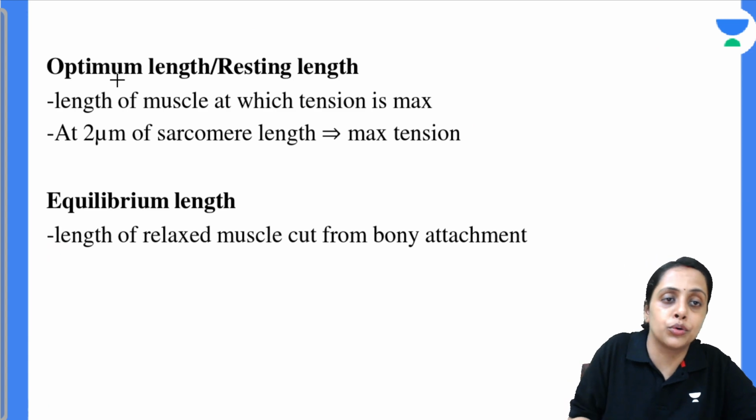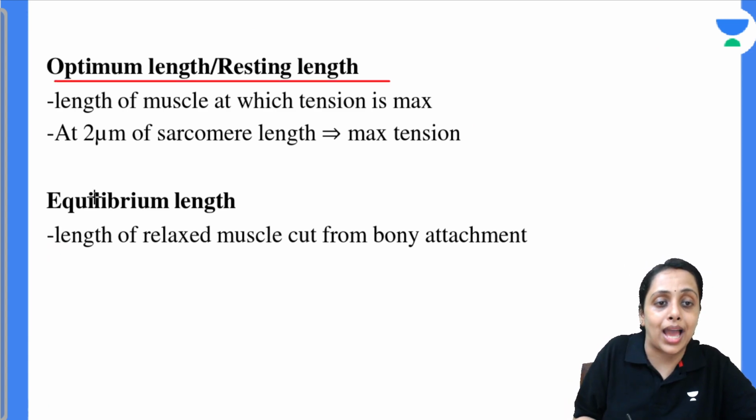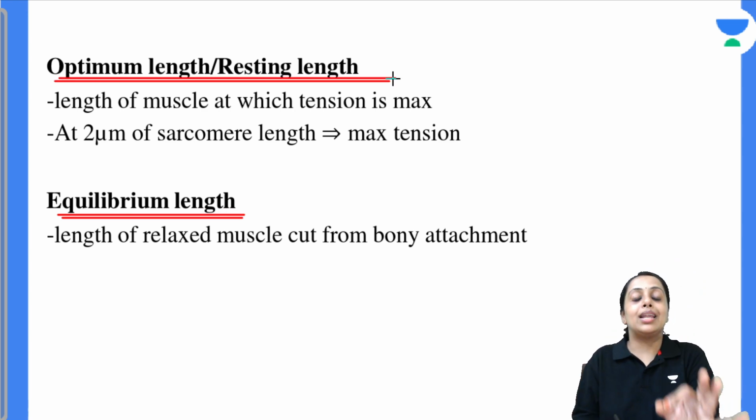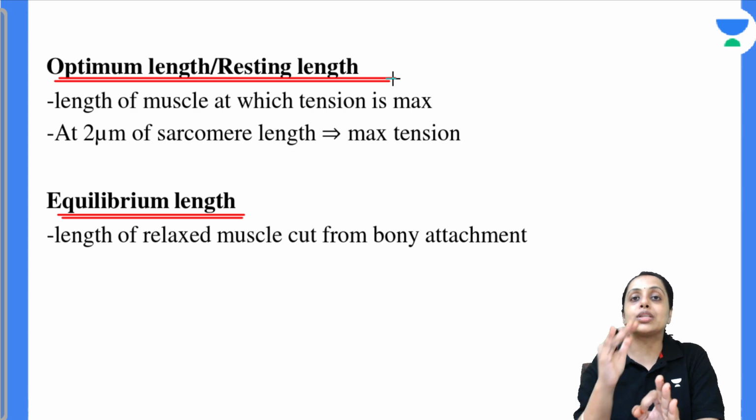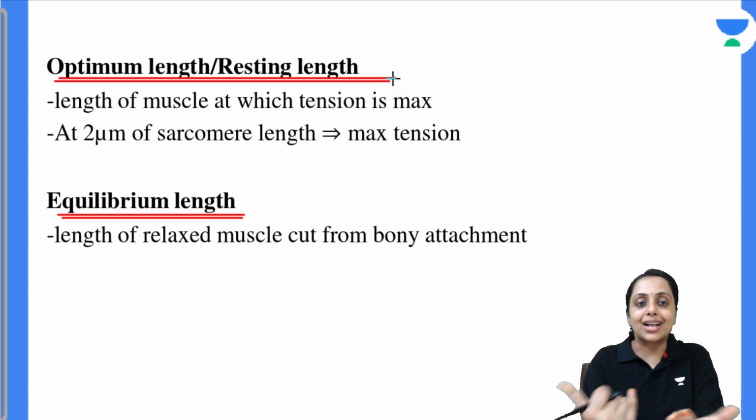So now coming to our two terminology, optimal length and equilibrium length. What do you mean by this optimal length or equilibrium length? Optimal length is the length of muscle at which tension is maximum. That is known as optimal length.